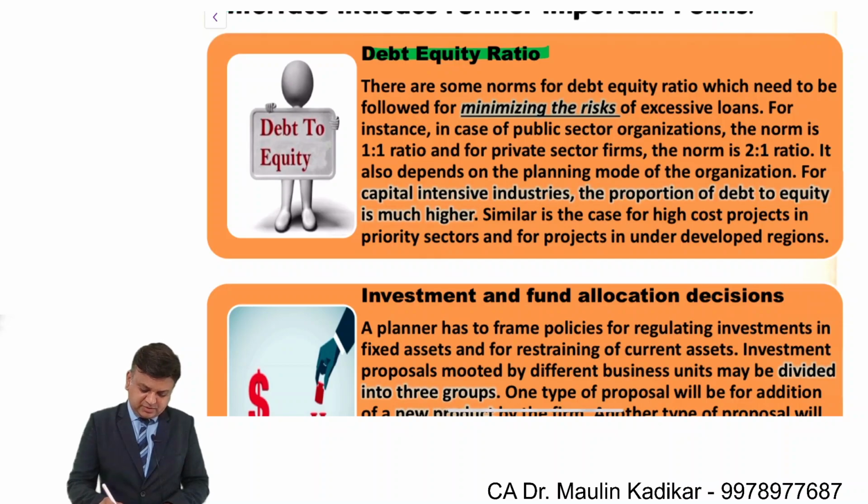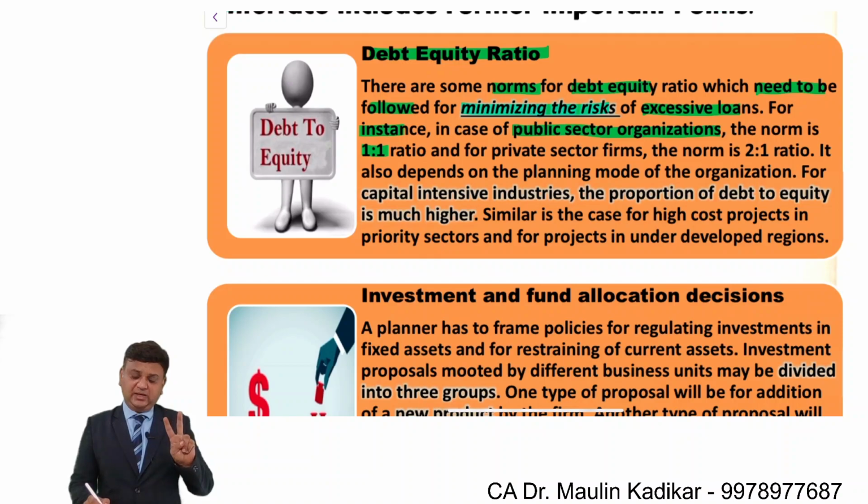There are certain norms for the debt equity ratio which need to be followed for minimizing the risk of excessive loan. For instance, in case of a public sector organization, the norm is 1 is to 1. For a private sector firm, the norm is 2 is to 1. It also depends upon the planning mode of the organization.